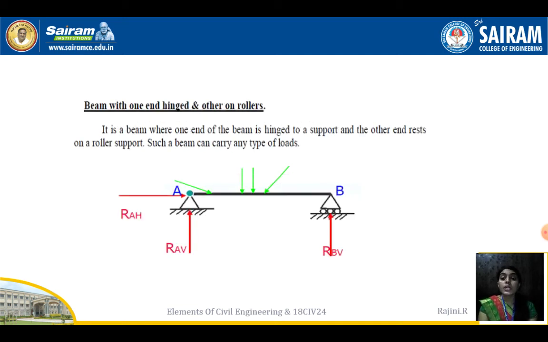Next one, beam with one end hinged and the other on a roller. You can see at A, there is a hinge. At B, there is a roller. So just mark the reactions. We already know at the hinge we have 2 reactions, and at the roller you have 1 vertical reaction. So the total reaction in this beam is 3, right? One end hinged and one end on the roller.